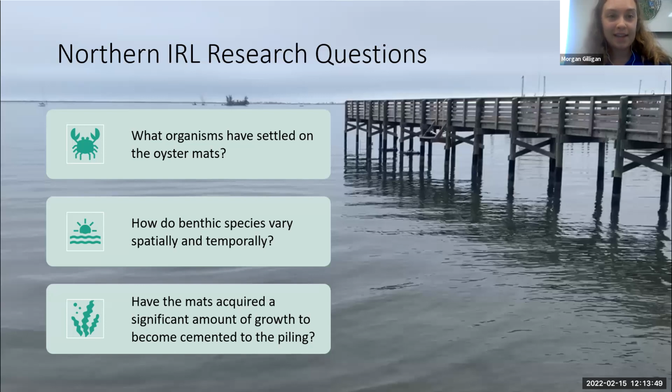So some questions I wanted to ask following this research were, what organisms have settled on the mats overall? Is there a difference in community composition, north versus south? How do the benthic species vary spatially and temporally? Is there a difference from the northern location versus the southern location, or if there's a dock near an inlet? And temporally as well, do the communities differ seasonally, and what triggers what species to spawn during what temperature changes? And finally, have the mats acquired a significant amount of growth to become cemented to the piling? So are they able to eventually become secured themselves via benthic organism growth?